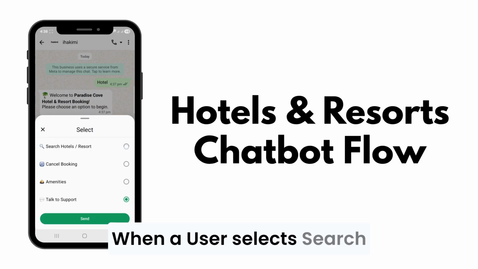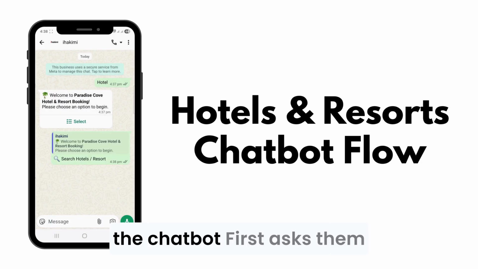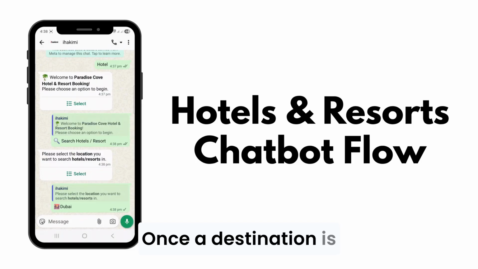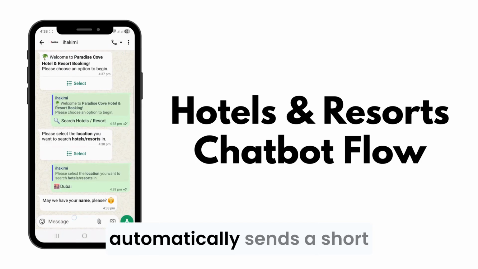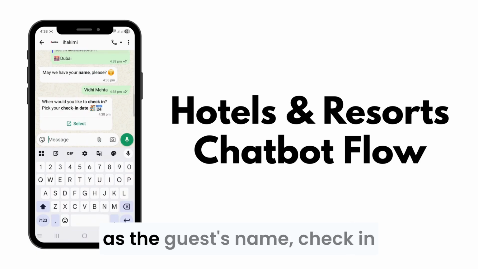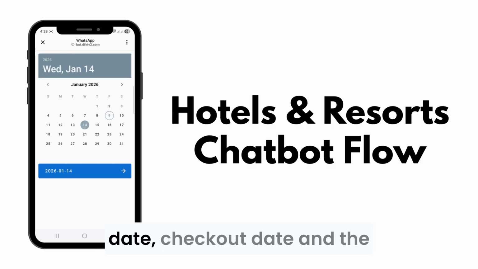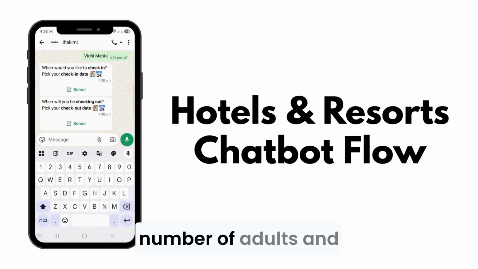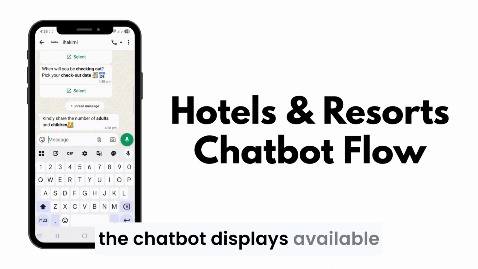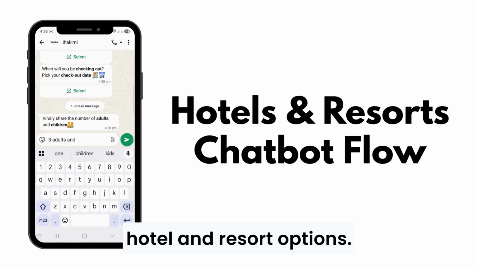When a user selects Search Hotels and Resorts, the chatbot first asks them to choose a destination. Once a destination is selected, the bot automatically sends a short questionnaire to collect essential details such as the guest's name, check-in date, check-out date, and the number of adults and children. Based on this information, the chatbot displays available hotel and resort options.